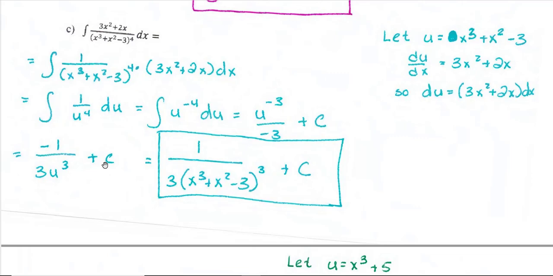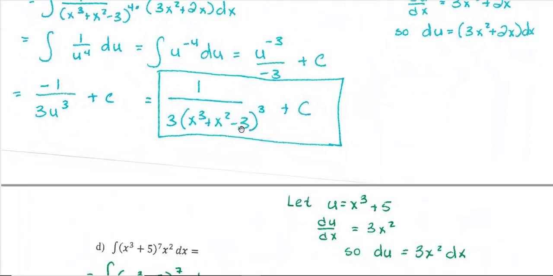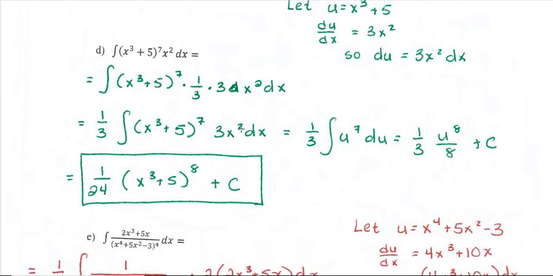Again, we were integrating with respect to x, so our answer should probably be in terms of x. Let's replace that u back with that x cubed plus x squared minus 3. And I have negative 1 over 3 times (x cubed plus x squared minus 3) all to the 3rd power plus c. Again, I highly encourage you to take the derivative of your answer and make sure you get the integrand back that we started with. Let's do some more examples.